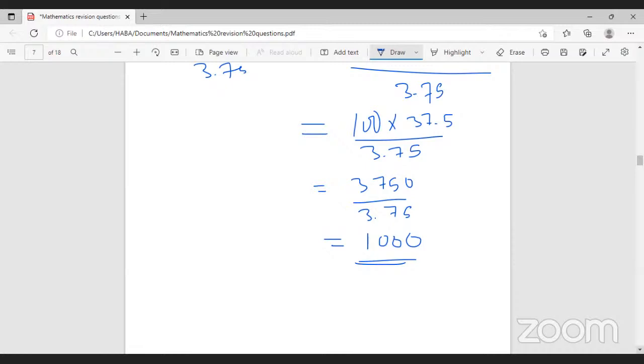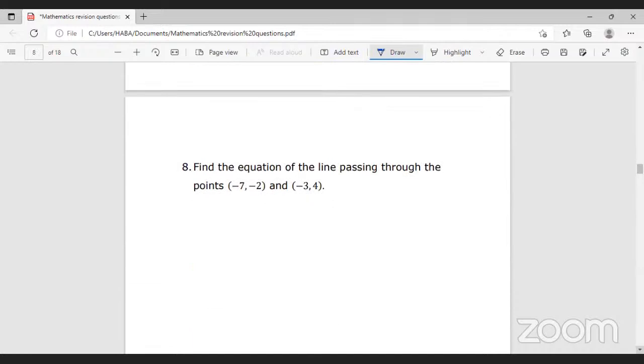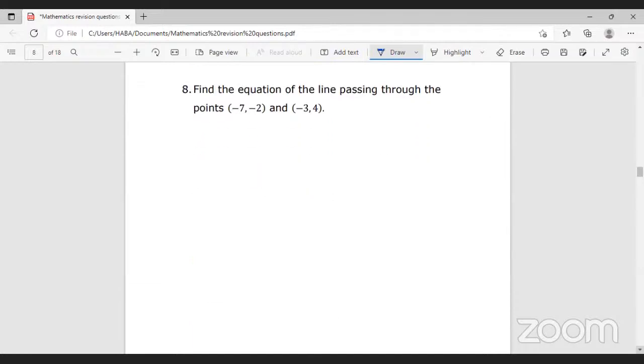We got another number? This is a very simple one. Find the equation of the line passing through the points -7, -2, and -3, 4. Do we know that? Okay, so we can skip it. Let us do it.